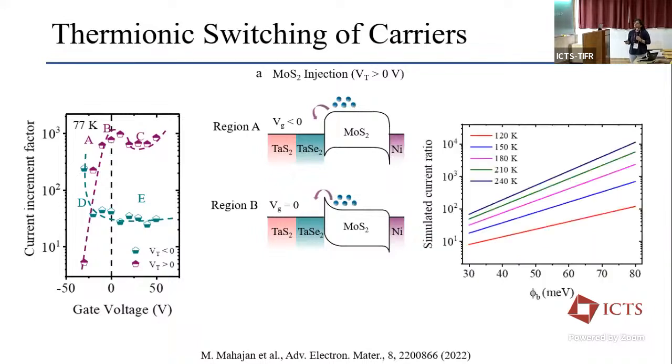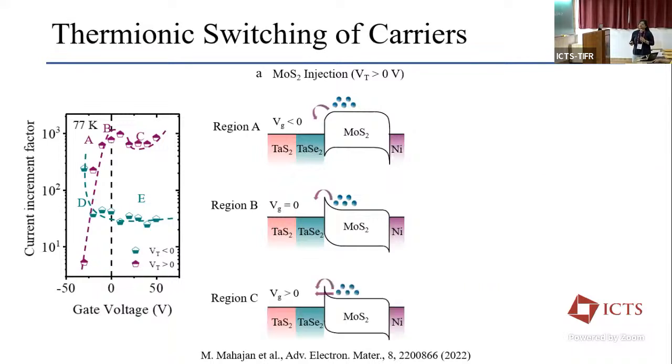Further, we tried to simulate certain current ratios for a variable barrier height at the TaS2 to MoS2 interface. And we found that from 120 to 240 Kelvin, we find these current ratios with respect to the 77 Kelvin base temperature, and we can have current ratios as high as 10 raised to power 4, which justifies the high current ratio at this region.